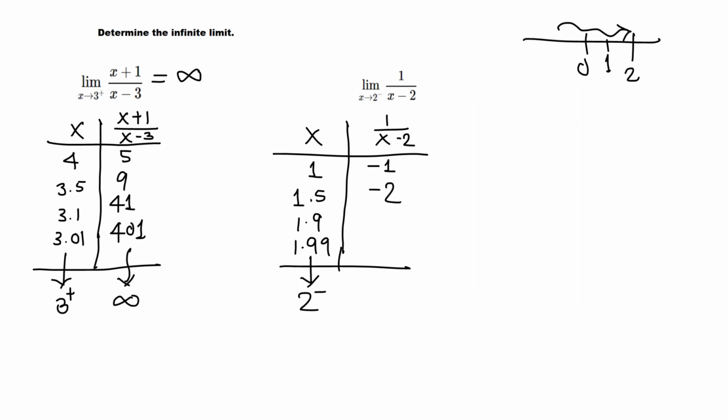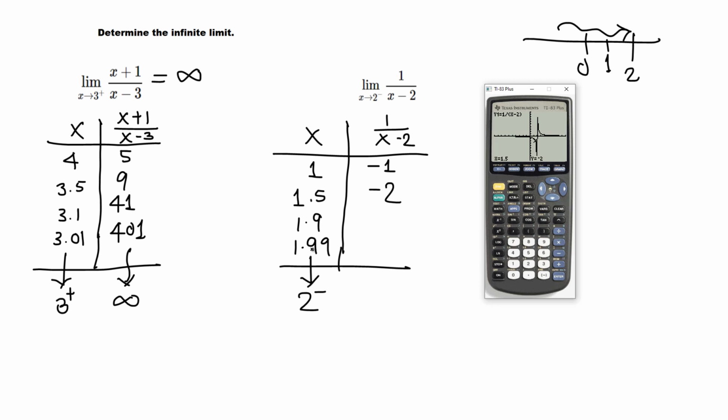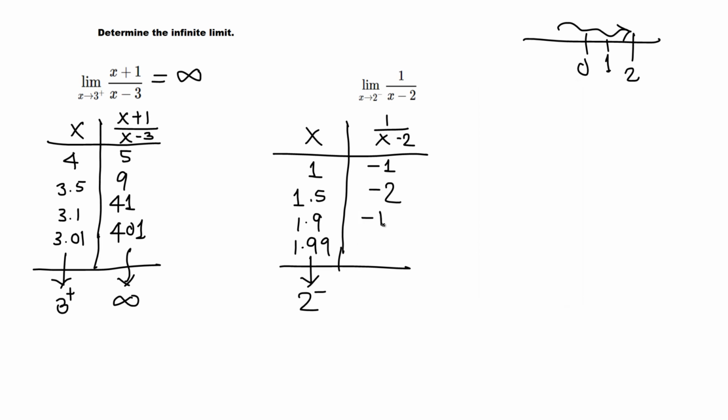Okay, now let's do 1.9, 1.99. 1.9 gives negative 10. 1.99 gives negative 100. If we have 1.999, we would get negative 1000. So we can clearly see these numbers are going towards, without the negative sign they are increasing, so negative, very very big, infinity. So this limit is in fact negative infinity.